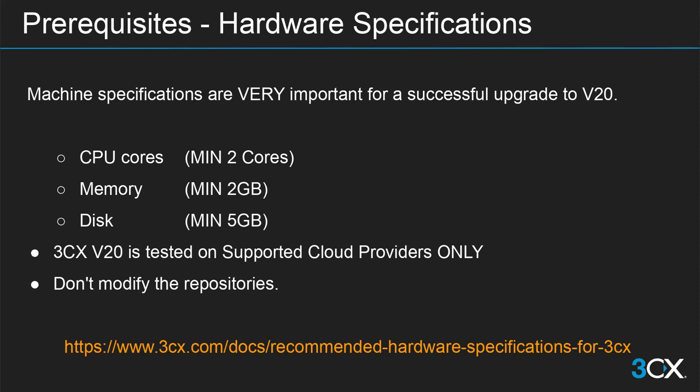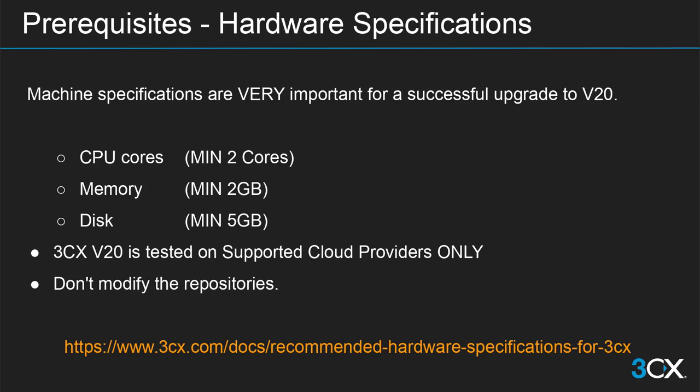The hardware requirements of version 20 are a minimum of 2 CPU cores. You will need to have a minimum of 2 GB of memory and a minimum of 5 GB of hard drive. Please make sure that you do meet the hardware specifications before you commence the upgrade. If you don't meet the required specs, the upgrade will fail and will not proceed.